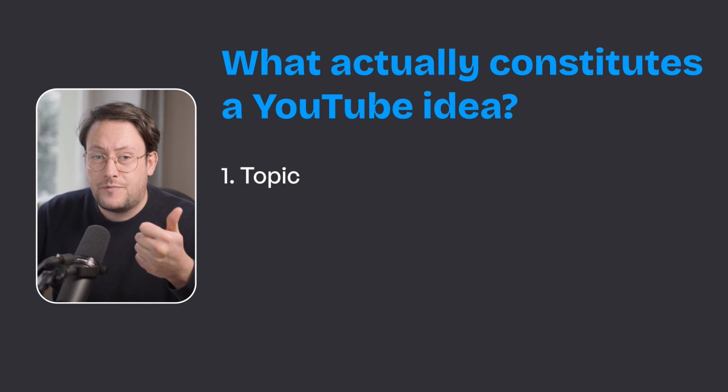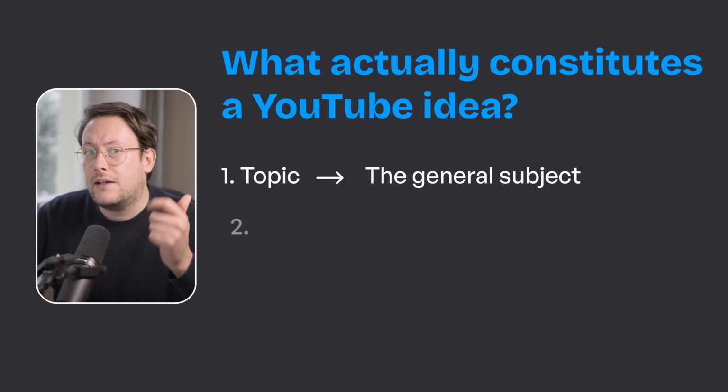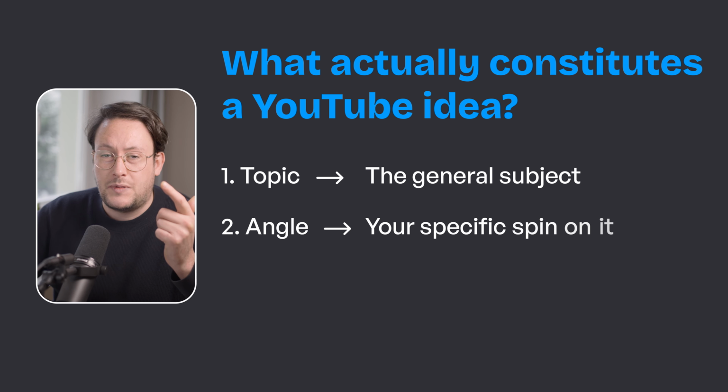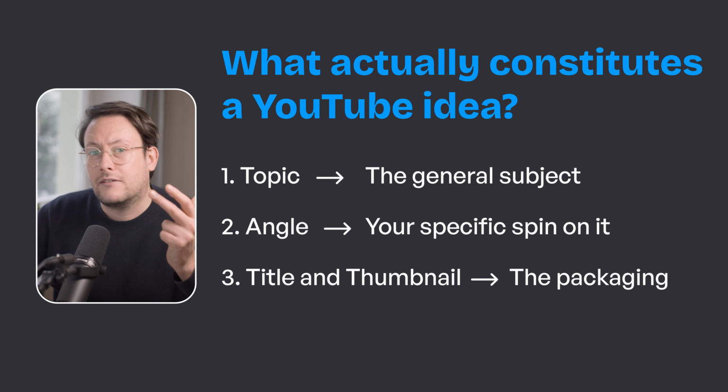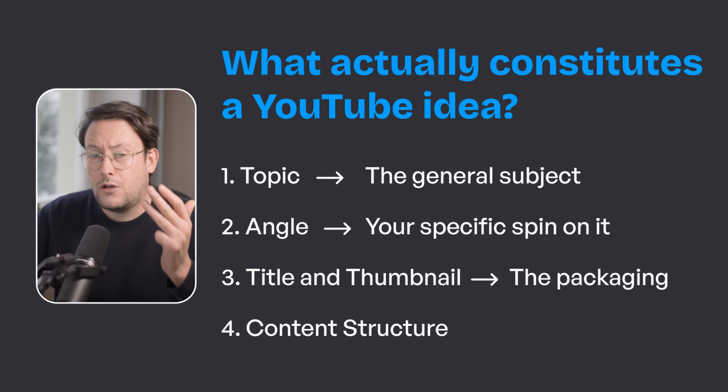First, let's define what actually constitutes a YouTube idea, because most people get this wrong. A YouTube idea isn't just a topic, it's actually made up of 4 things. First up, you have the topic itself, the general subject. Then we have the angle, your specific spin on that topic. Next up, it's the title and thumbnail, or the packaging. And lastly, it's the content structure, how you deliver it to your viewer. If you can describe your idea but can't imagine the thumbnail or title yet, you don't really have a YouTube idea, you likely just have a blog or a LinkedIn post.